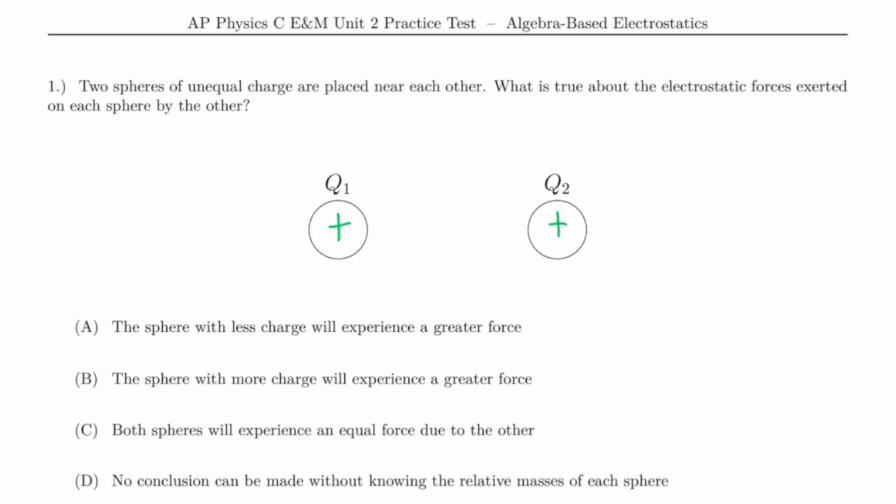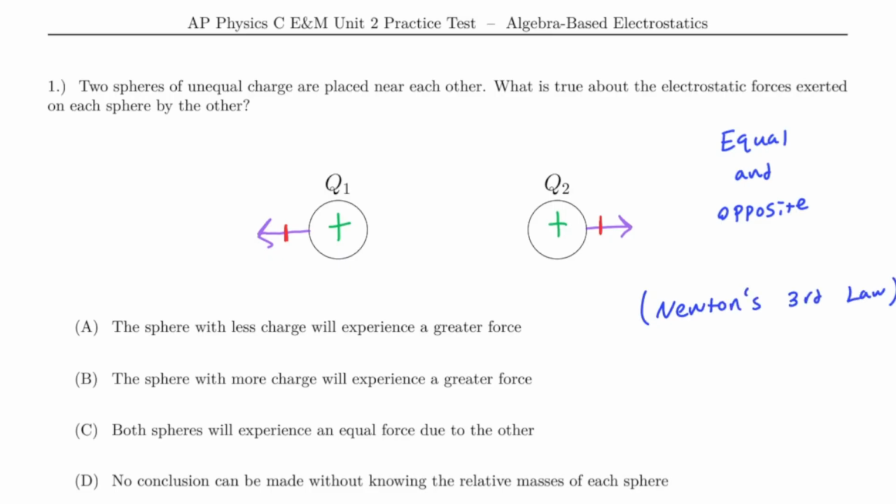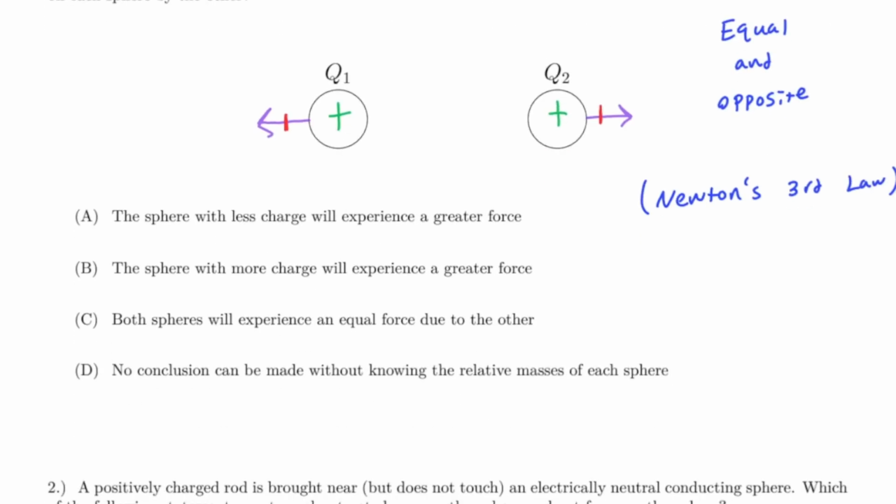So we're just comparing the force. If I assume both spheres are positively charged, which doesn't actually matter, they're going to exert forces on one another. Anytime you have two objects exerting forces on one another, you know that these forces are guaranteed to be equal and opposite by Newton's third law. So we can simply pick C.